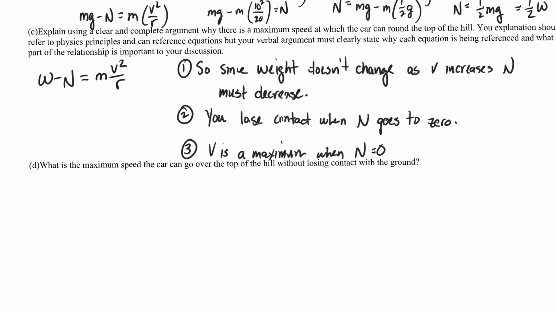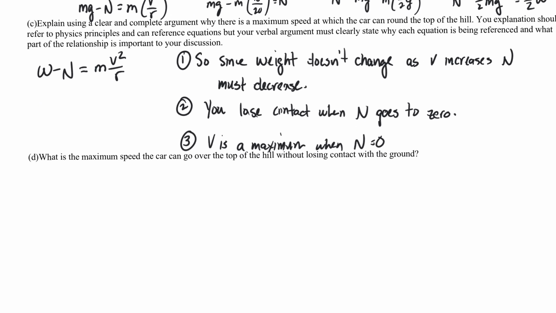tomorrow. Question D is just fulfilling the rest of this. What is the maximum speed the car can go over the top of the hill without losing contact with the ground? That is executing on this idea. So we're going to start here. And our maximum is when the normal force is 0.